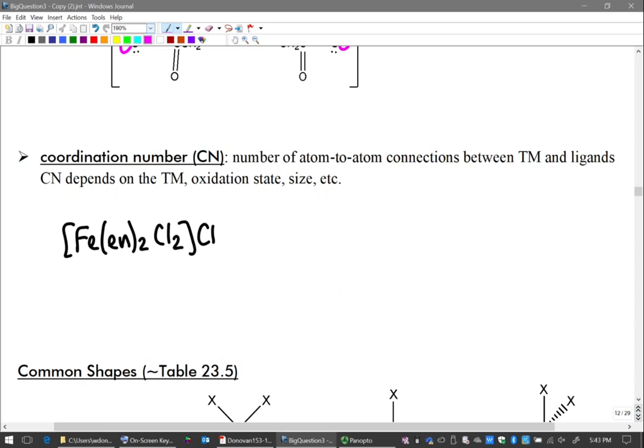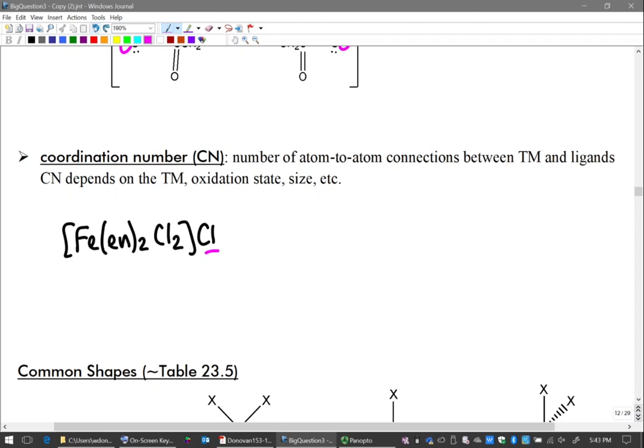If I had a mole of this compound in solution and I added excess silver nitrate, how many moles of AgCl do I get as a solid? Just 1. I got 1 mole of free chloride ion. The rest of the chloride ions are ligands. They're covalently bonded to the iron. They do not dissociate into solution. So if I dissolved a mole of this in water and I added excess silver nitrate, 1 mole of chloride ion would precipitate with the silver. The other 2 moles of chloride ion are covalently bonded.